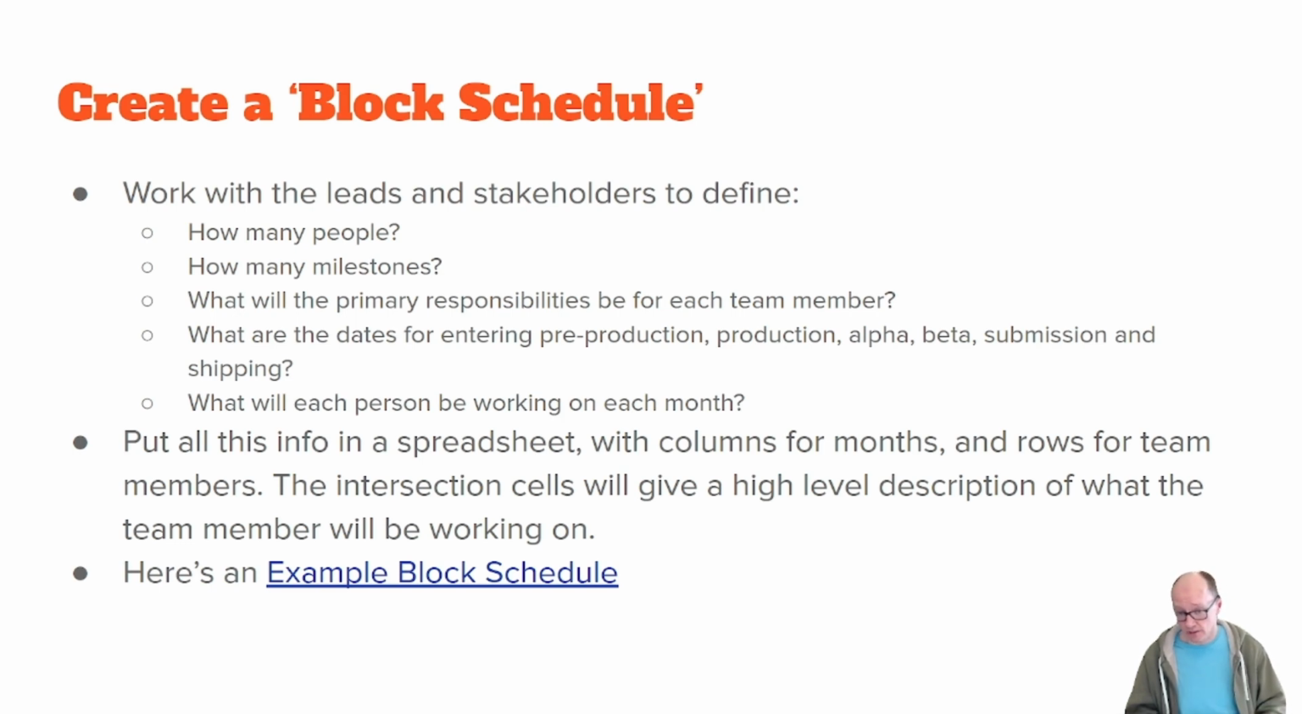And then you put all this stuff into a spreadsheet with columns for months or milestones and rows for team members. The intersection cells will give a high-level description of what the team member will be working on. Here's an example block schedule.